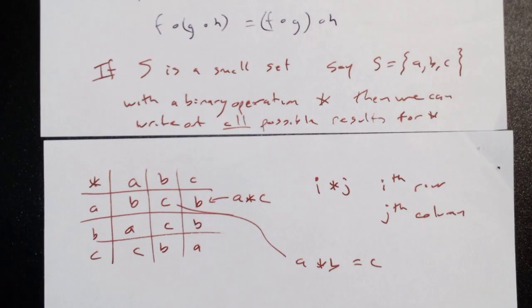But now that I have this table, let me ask you a question. I now know everything that happens when you do this operation star. Is this operation commutative?